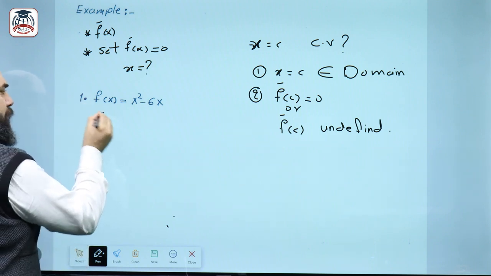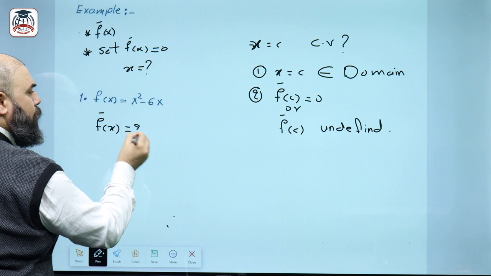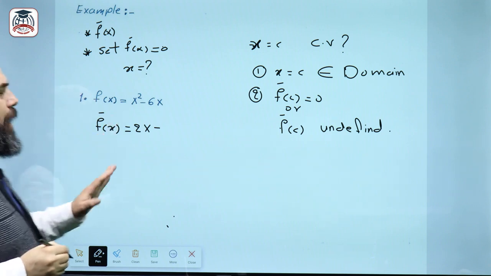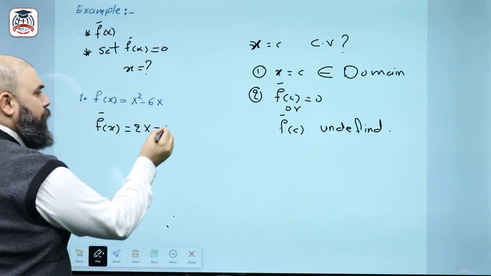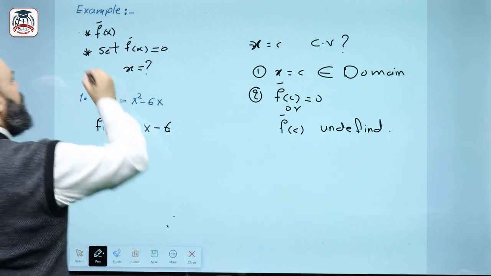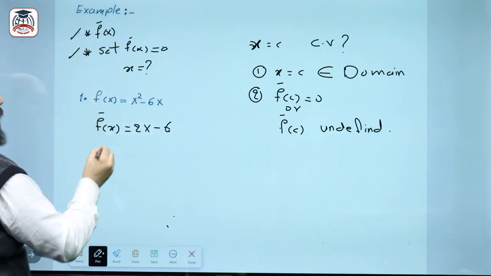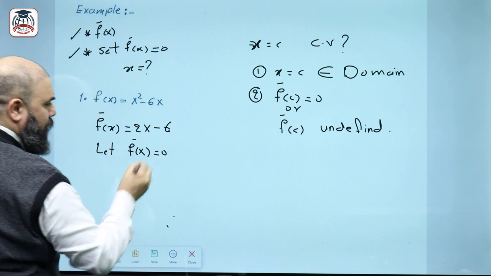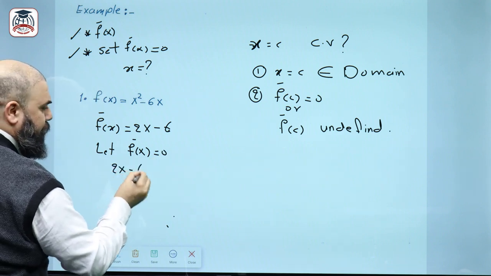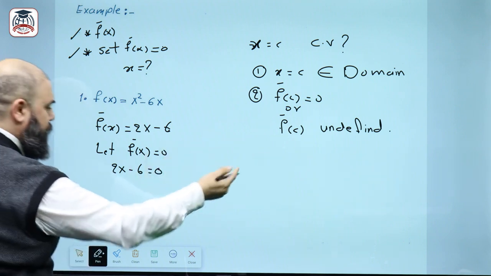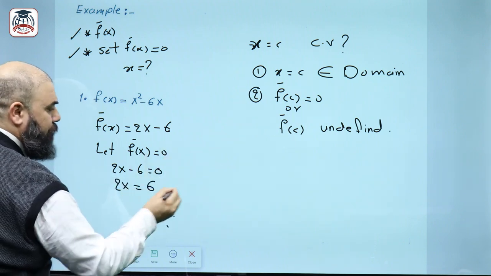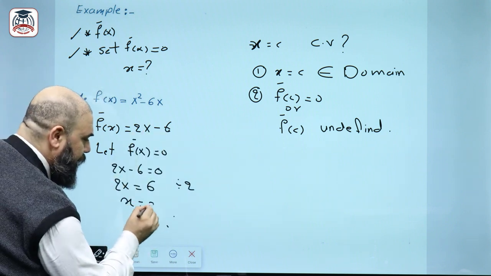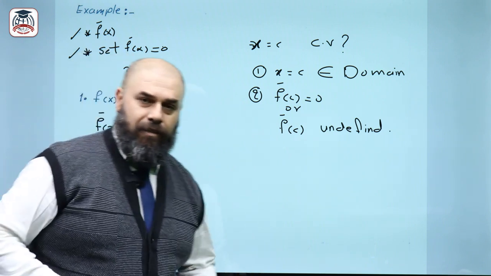Take the derivative of the function: f prime of x is 2x to the power 1, minus 6, because it's a linear term we take only 6. This is the first step. The second step, let f prime of x equal to 0, then 2x minus 6 equal to 0. Transfer 6 to the right side, divide both sides by 2. Okay, x is 3.